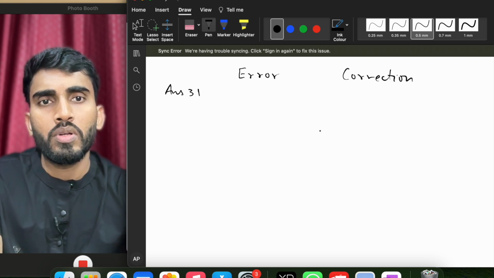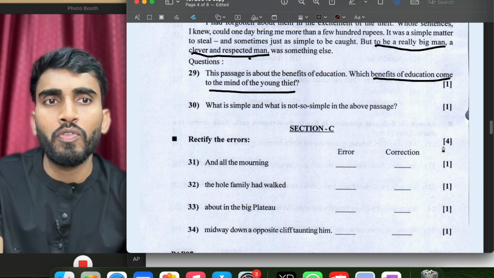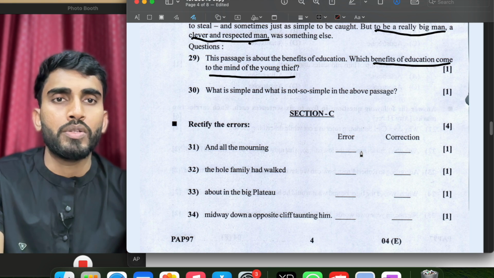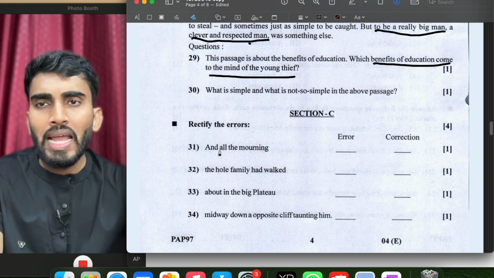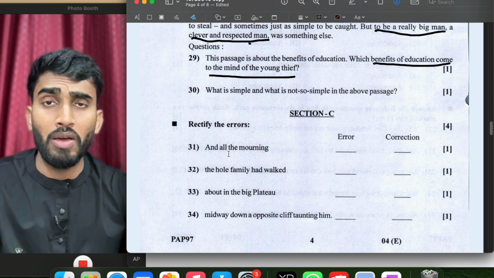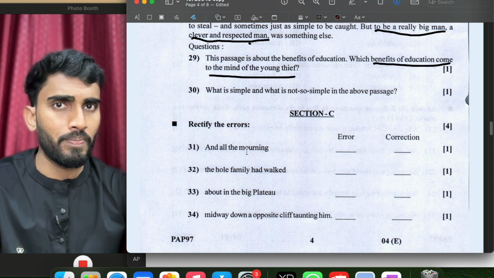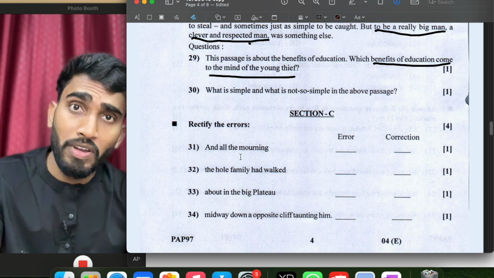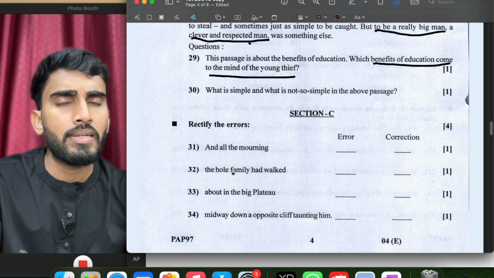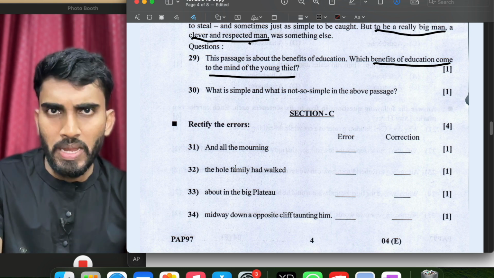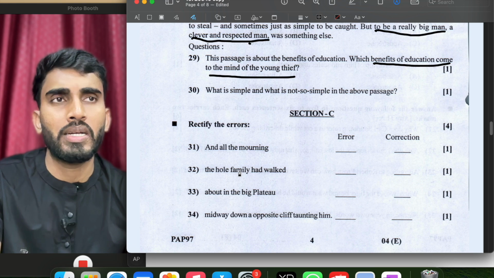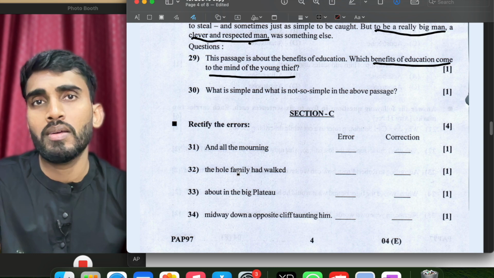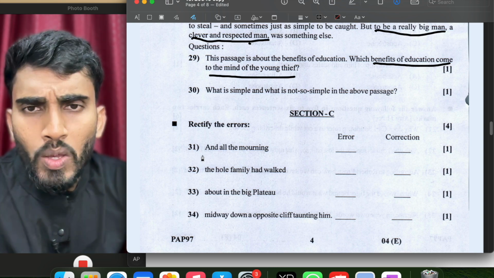Okay, so this is going to be for how many marks? This is going to be for 4 marks. 1 mark for each correction and error finding. So you have to read the line carefully. Again, if you have read First Flight with detail, paying attention, it is going to be easy to solve rectification of error too. Read the line quietly, paying attention, and you will get the error. It can be a spelling error, it can be a complete word error. So let us see question 31.